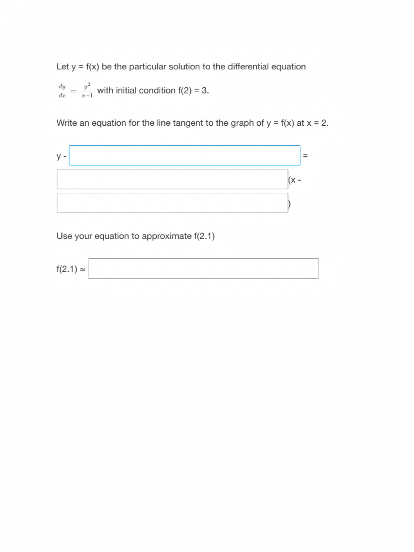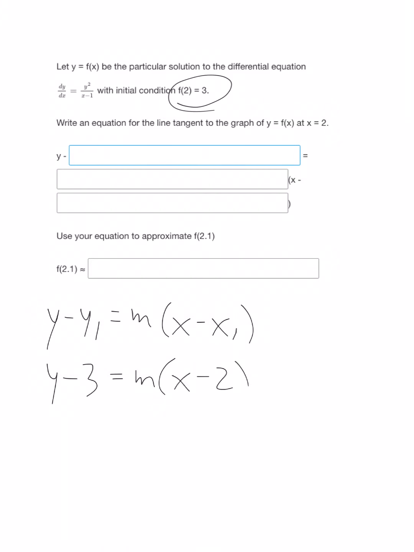In this case, we're asked to create a tangent line. Anytime we're asked to create a tangent line, and the formatting here from Schoology is a little bit funky, so I'm just going to make it the way I want to make it, it's y minus y1 is equal to m times x minus x1. And we're given the initial condition here. So that's y minus 3 is equal to m times x minus 2.